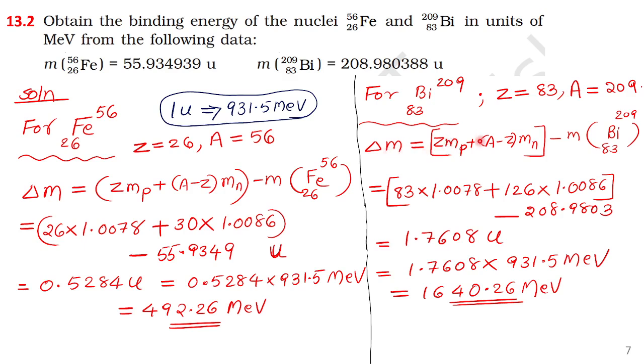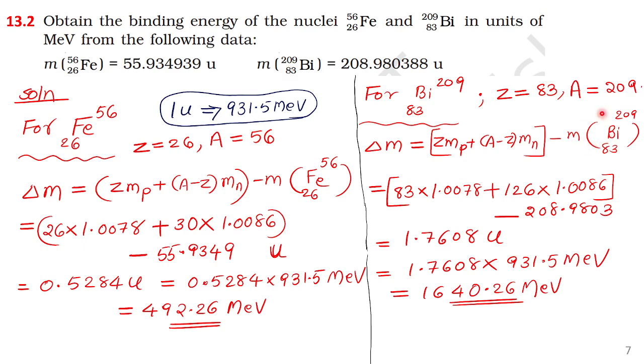So delta M you must memorize: Z Mp plus (A minus Z) Mn minus the mass of the given nucleus. Z is 83. Mp and Mn will be given in the question. So Z Mp will be 83 into 1.0078, plus A minus Z, which is 209 minus 83, into Mn.